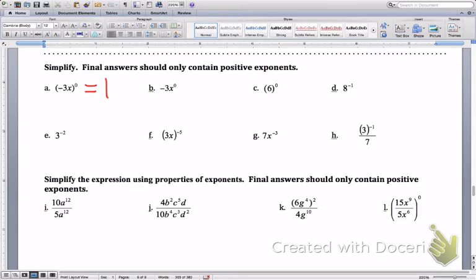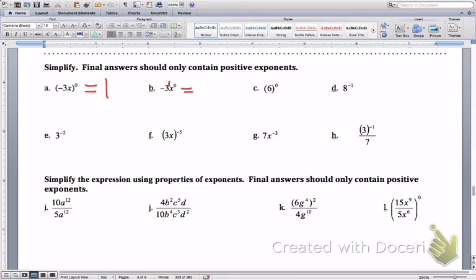Next problem looks very similar to A, but it's slightly different. It does not have parentheses, whereas this one, the negative 3 and the x are raised to the power of 0. In this second example, the power of 0 only belongs to the x because technically the 3 has an invisible power of 1. Therefore, the power of 0 does not belong to the number negative 3 because it has its own power, an invisible 1.